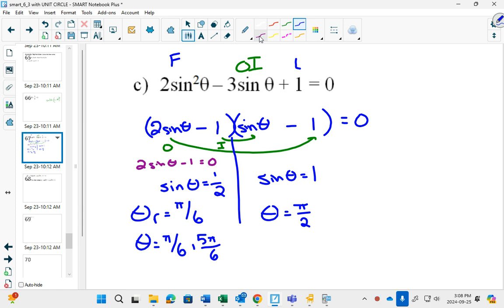So this would be a non-calculator question. We factor it. The values are from our pie plate. We just have to recognize the families, the values, so we can tell which families they're from. And then you can use your CAST rule, that sine is positive, so it's in quadrant 1 and quadrant 2.